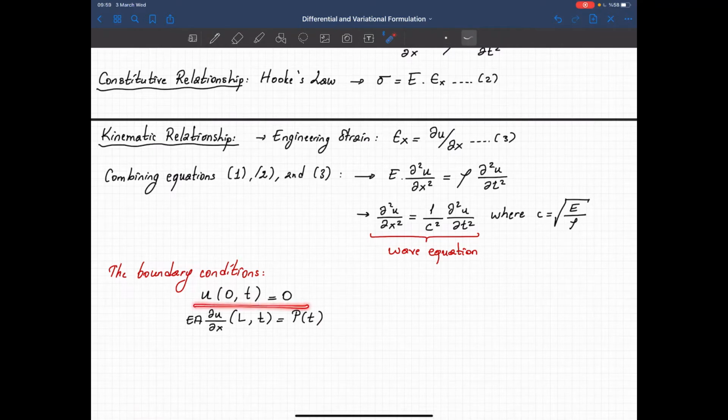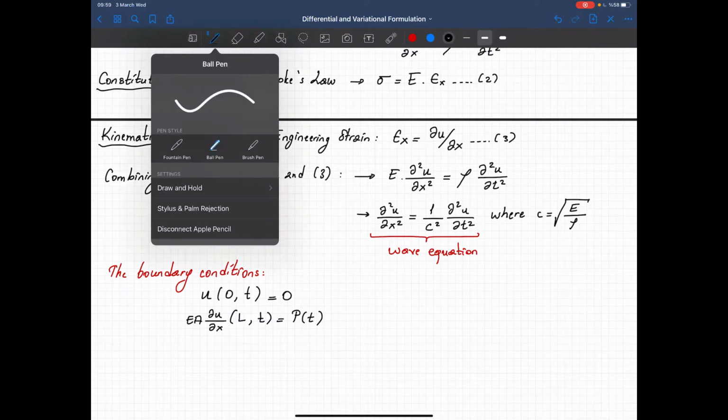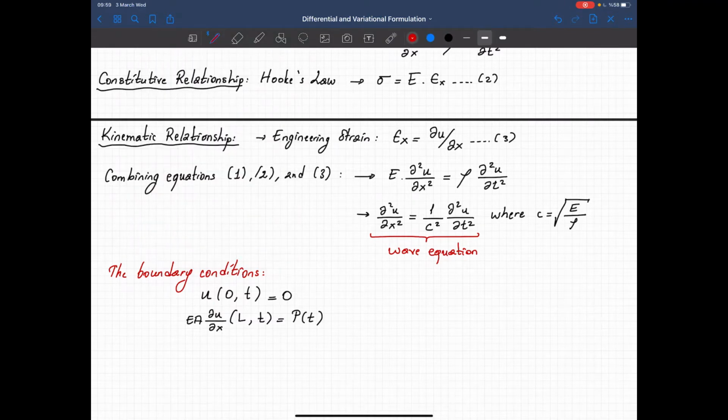This is a displacement boundary condition and this is a force boundary condition. Or in other words, we can just call them essential boundary condition and natural boundary condition. Of course, just writing the boundary condition is not enough. We need the initial conditions.